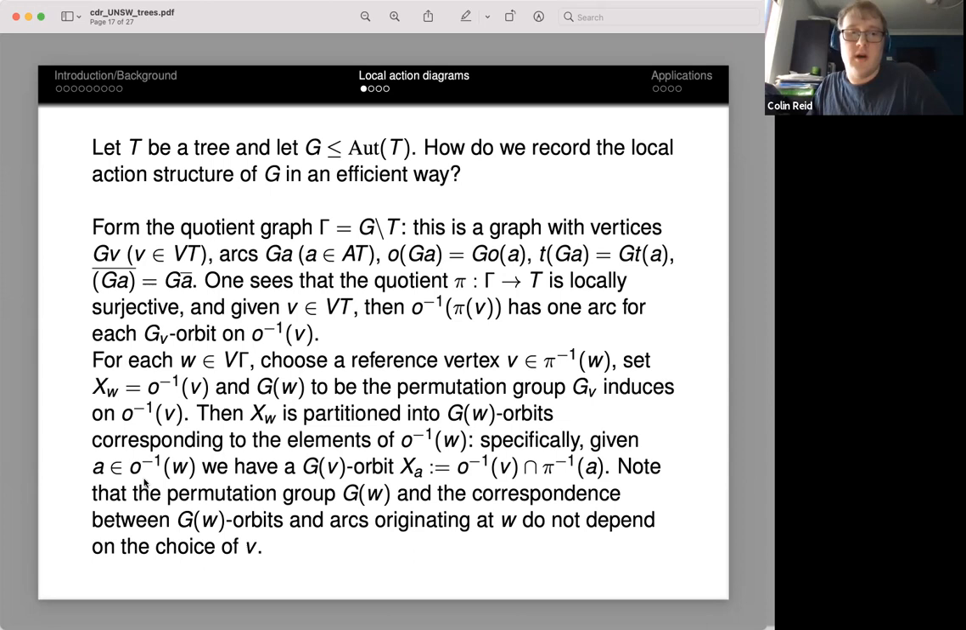So for each arc A coming out of W, we have a G_V orbit, which we call X_A, and this is the arcs coming out of V that get mapped to A. The choice of the reference vertex doesn't really affect what permutation group we get here, or the correspondence between the G_V orbits and the arcs.